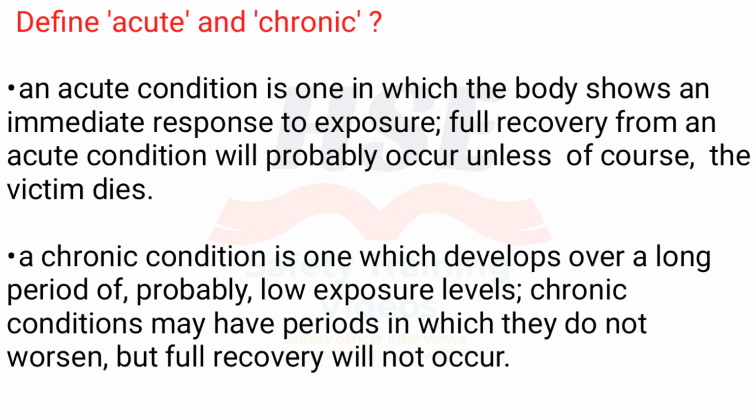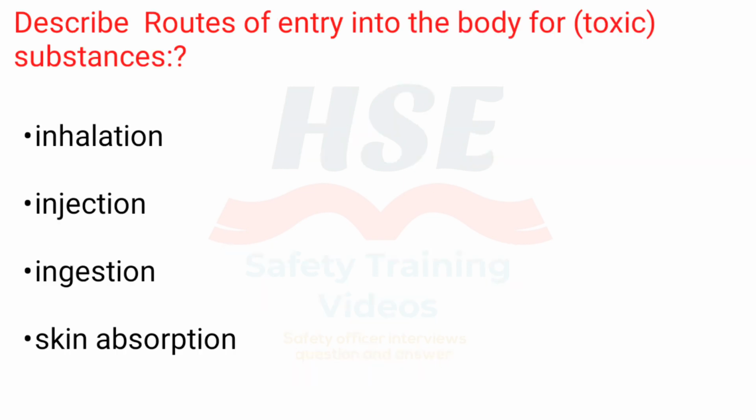Define acute and chronic. An acute condition is one in which the body shows an immediate response to exposure. Full recovery from an acute condition will probably occur unless, of course, the victim dies. A chronic condition is one which develops over a long period of, probably, lower exposure levels. Chronic conditions may have periods in which they do not worsen, but full recovery will not occur.